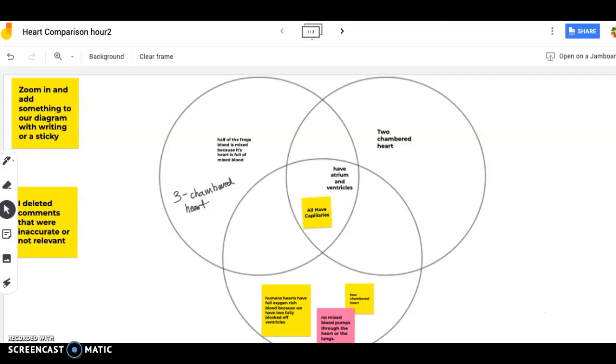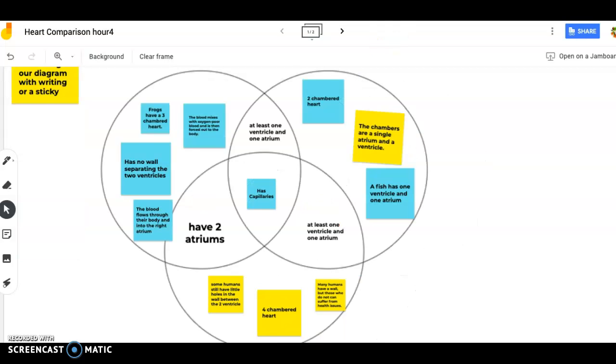Again, I think 2nd hour did an okay job. They do all have capillaries. They do all have atriums and ventricles. The fish has a 2-chambered heart. 4th hour looks pretty good. It's my 3rd and 5th hour that are looking a little bit sparse, I think. Some of these I did go through, and if I saw things that were not accurate, I just removed them so other people didn't see them. So just a heads up.